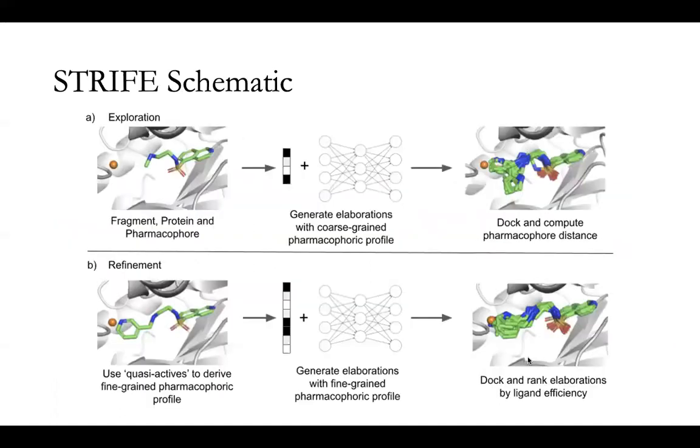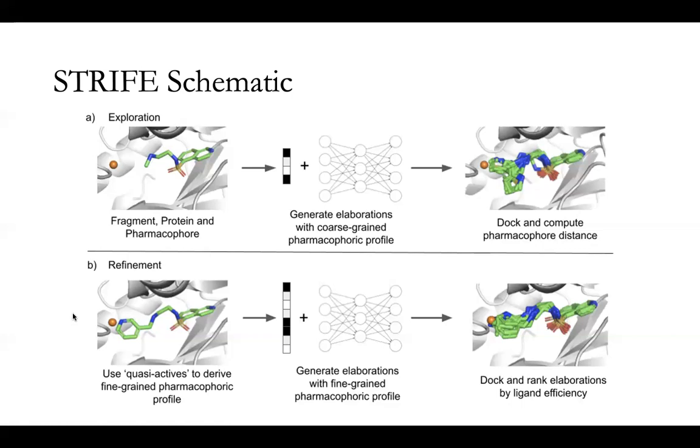So the schematic of STRIFE is on this slide. It's a 2-stage process. In the first stage, we like to explore lots of different elaborations in the context of the binding pocket. We've got one of these pharmacophoric points that we've processed from a hotspot map, and we use the coarse-grained pharmacophoric profile vector as an input, and we generate lots of different elaborations of different kinds. Remembering that our goal is to place a matching pharmacophore close to a pharmacophoric point, we measure the distance between each pharmacophore and the pharmacophoric point after docking in GOLD. And then we keep those which have managed to place a matching pharmacophore very close, like, for example, this one here.